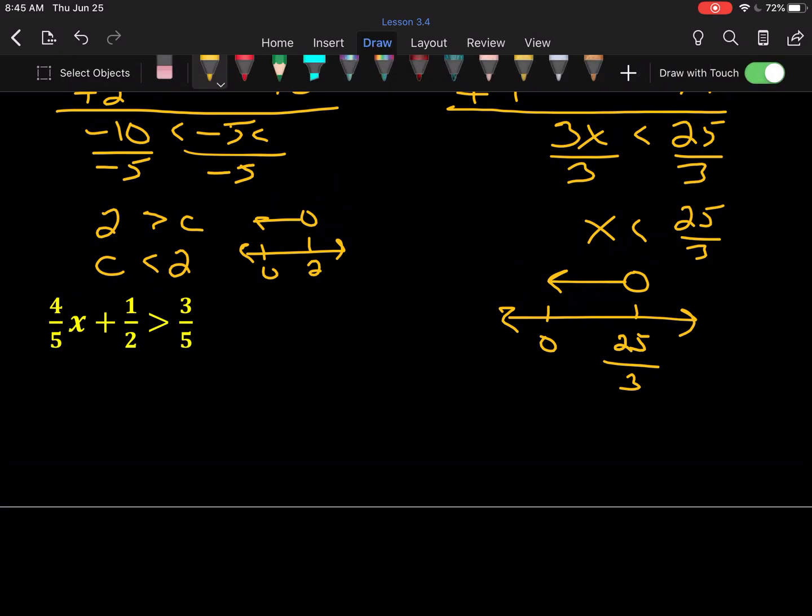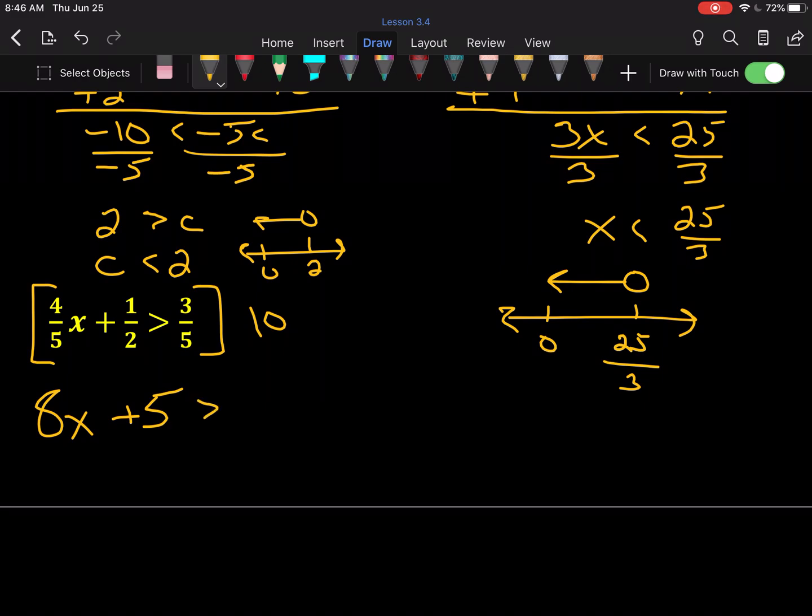So let's see. I don't like fractions. I'm actually going to take everything here and multiply it by the least common denominator of 10. Okay. 10 times 4/5. The easiest way to do this is take 10, divide that by the denominator. 10 divided by 5 is 2. Take that 2 and multiply it with the numerator of 4. That's 8x. Same thing, 10 divided by 2 is 5. 5 times 1 is 5, so we got 8x plus 5 is greater than.